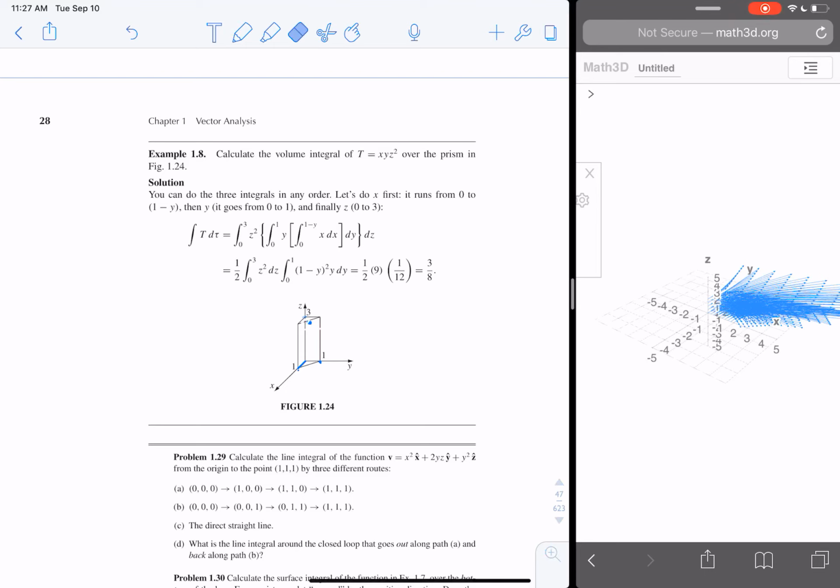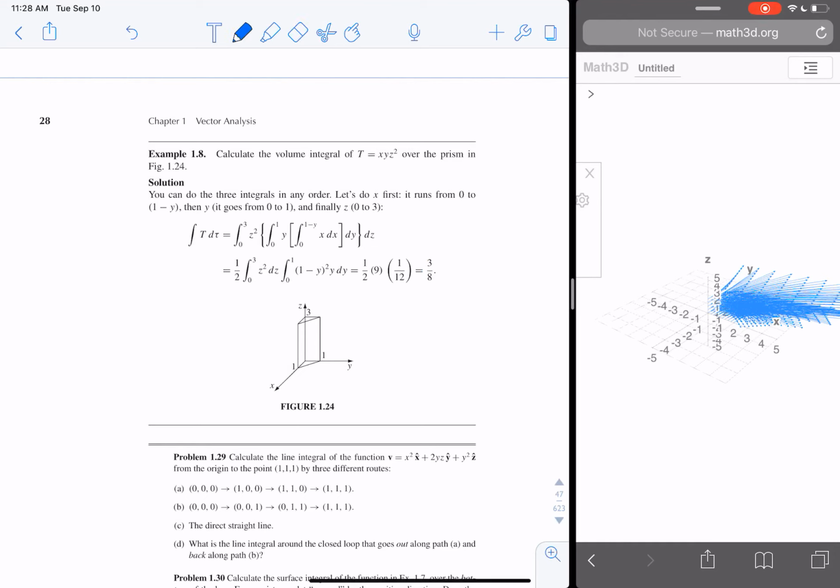So it's going to get more dense as you get higher up, I guess. So we want to integrate our function from 0 to 3 in the z direction, and then from 0 to 1 in the y direction and 0 to 1 in the x direction over all three volumes. Our function is x, y, z squared. So you just do these three integrals all at once, and you get 3/8.